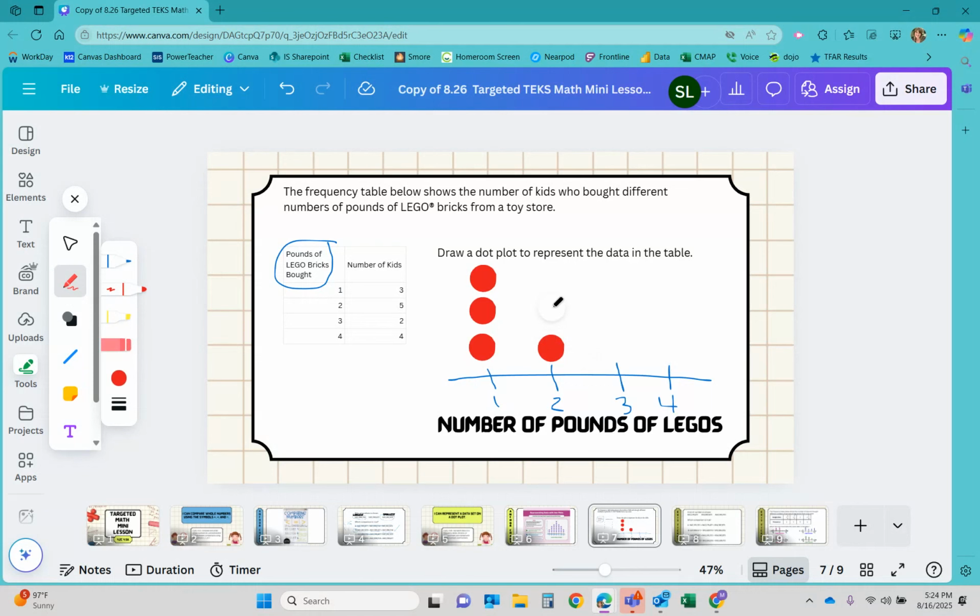1, 2, 3, 4, 5. For 3 pounds, 2 kids bought that. 1, 2. And for 4 pounds, we have 4 kids. 1, 2, 3, 4. All right, now I have a visual representation of my data here that I can compare, I can look at, I can say, okay, what pound had the most purchases? Well, 2. Which one had the least? 3 pounds had the least.